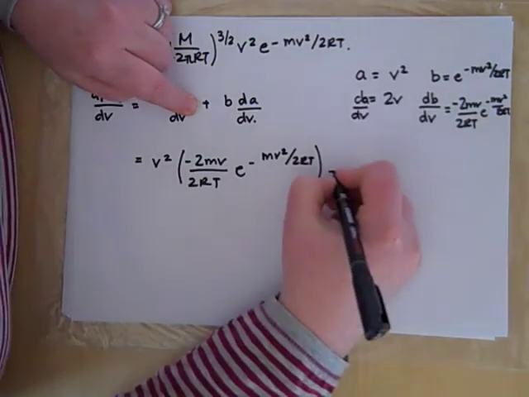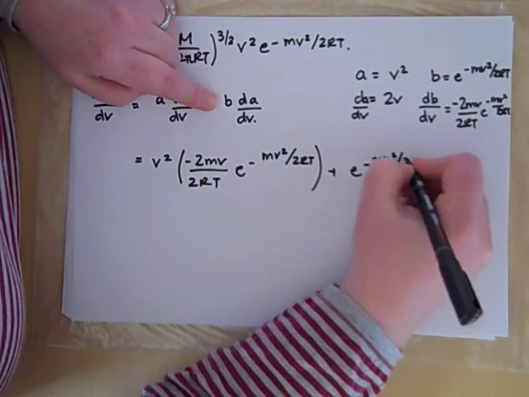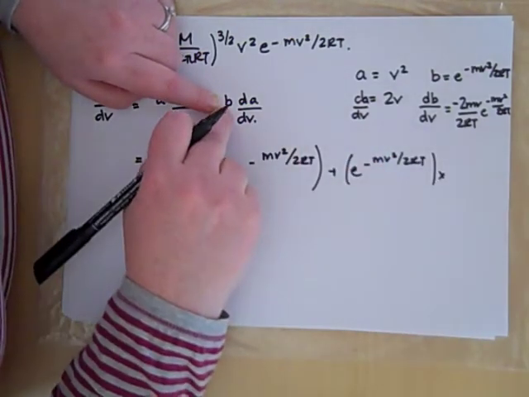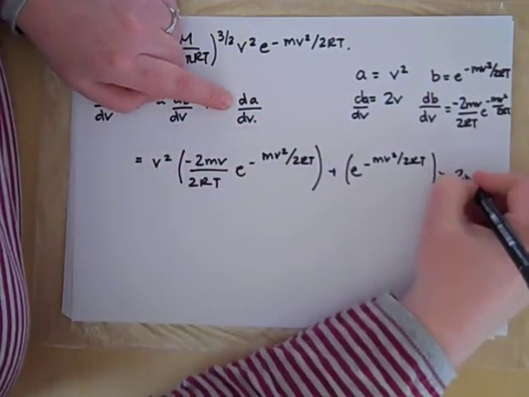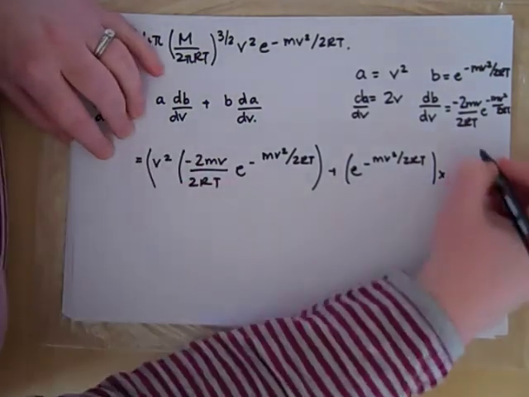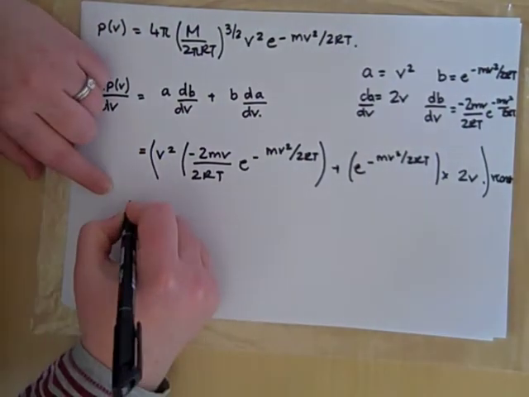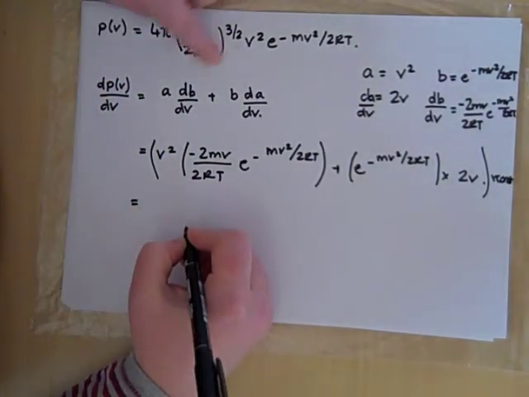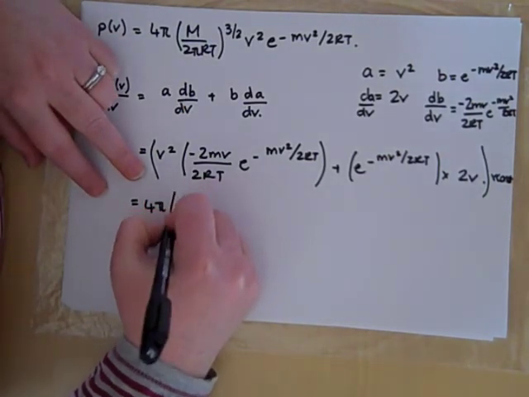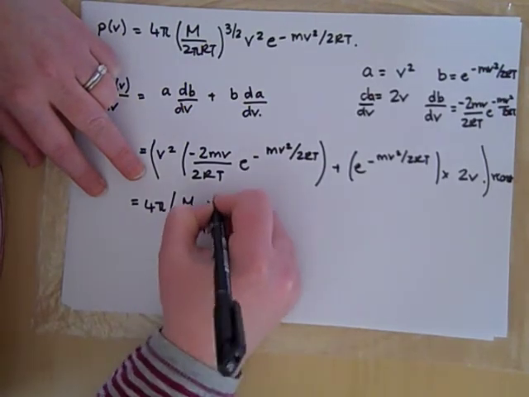And now I need to have plus B, which is just this e to the minus mV squared over 2RT. And then I need to multiply that by my dA by dt, which is just 2V. And then all of that just gets multiplied by my constant. So I'm just going to write this answer out in full, including this constant term at the beginning, which is 4 pi into m over 2 pi RT to the 3 over 2.